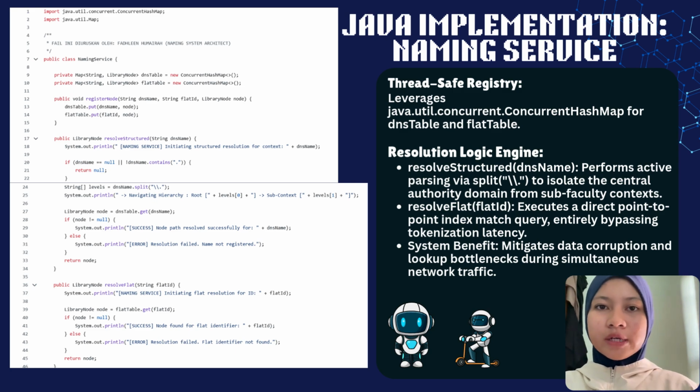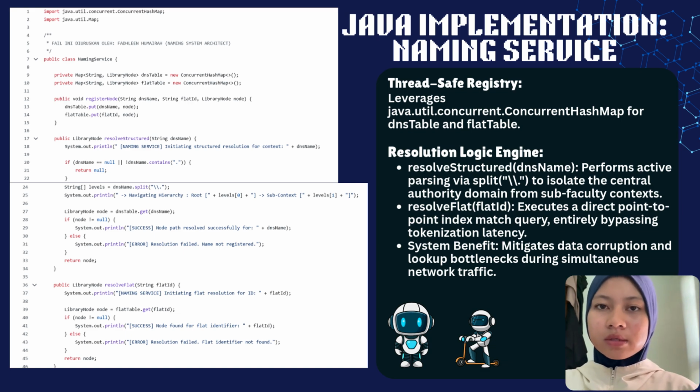Moving on to the actual technical deployment, the core logic is encapsulated within the naming service class. To guarantee thread safety in concurrent operations, both routing registries are instantiated using ConcurrentHashMap. So this implementation design ensures fine-grained locking, allowing the network to handle concurrent searches smoothly.